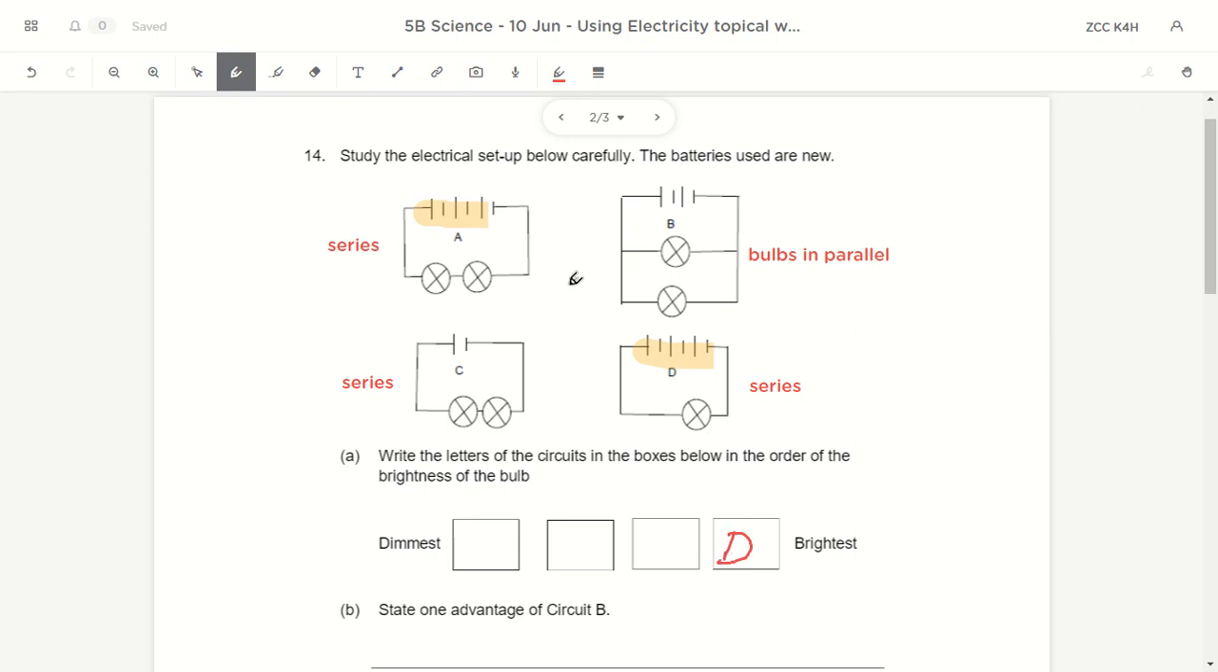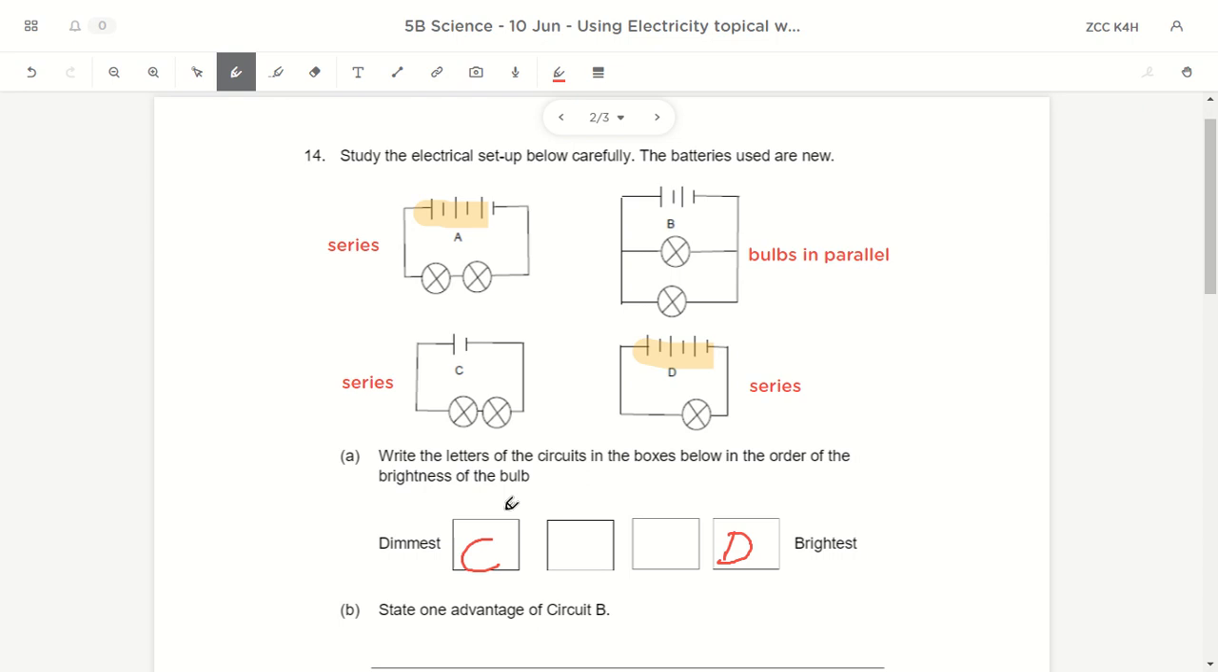Now let's look at the dimmest. We always go to the extreme end first. So you have three batteries, you have two batteries, and then you have one battery. And when there's one battery, you have two bulbs connected in series. Again, you do remember that the more bulbs there are connected in series, the less bright it becomes. So C is the dimmest.